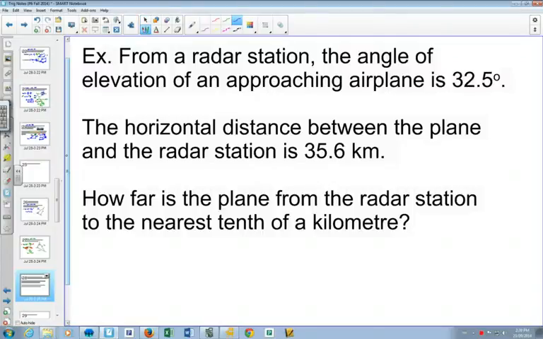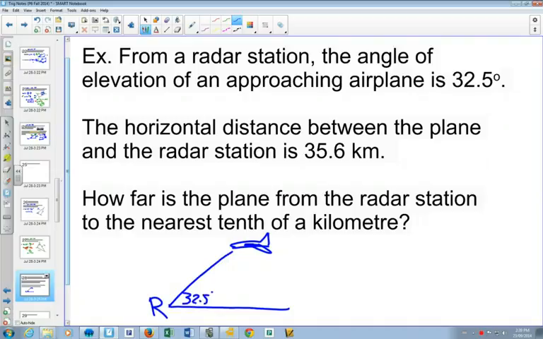Angle of elevation is always from the horizontal looking up. We've got a radar station, I'm going to call that R. We've got an airplane up here. And the angle of elevation would be right here, 32.5 degrees.